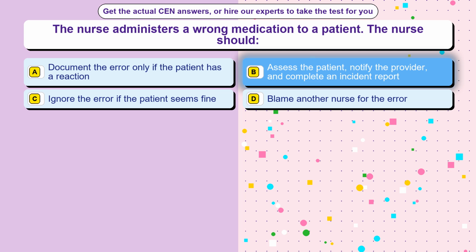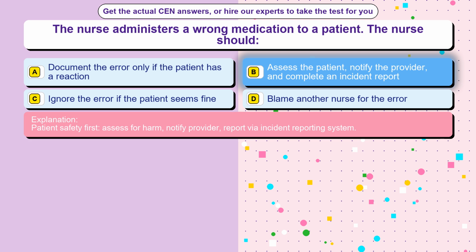The correct answer is option B. Assess the patient, notify the provider, and complete an incident report. Patient safety first: assess for harm, notify the provider, and report via the incident reporting system.